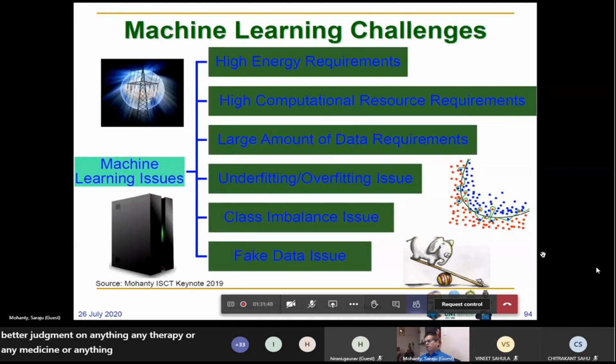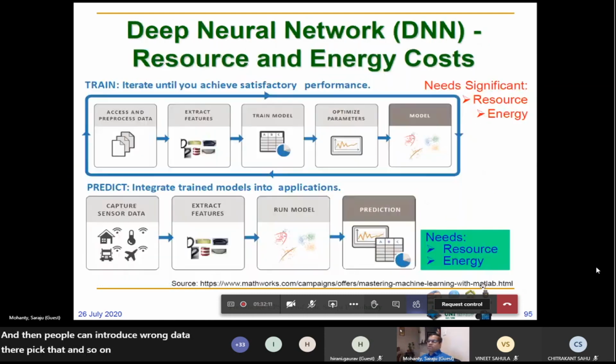And with machine learning, we get the data, and based on the data we make a model and then we make decisions. Those are not easy, very difficult problems. Machine learning has its own downside in terms of energy requirement, computing requirement, and so on. And then people can introduce wrong data, fake data, and so on. So all these have to be addressed as well.